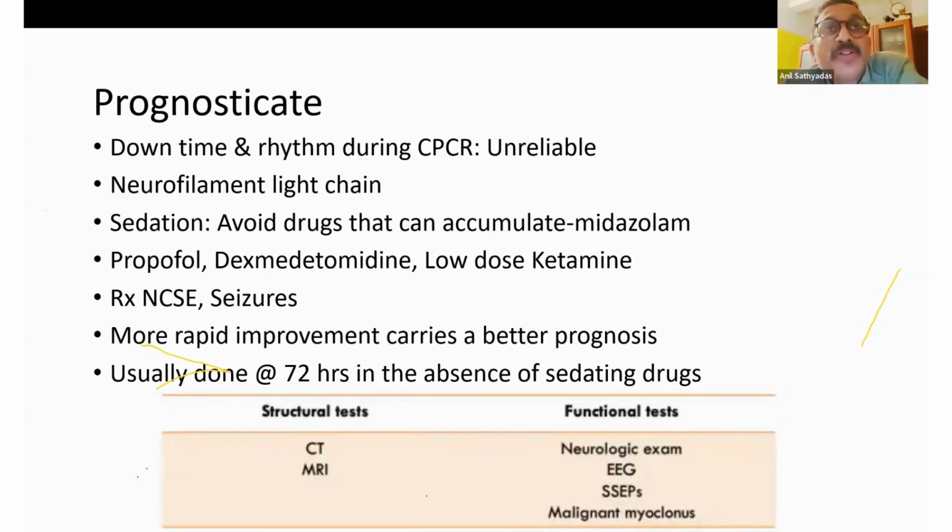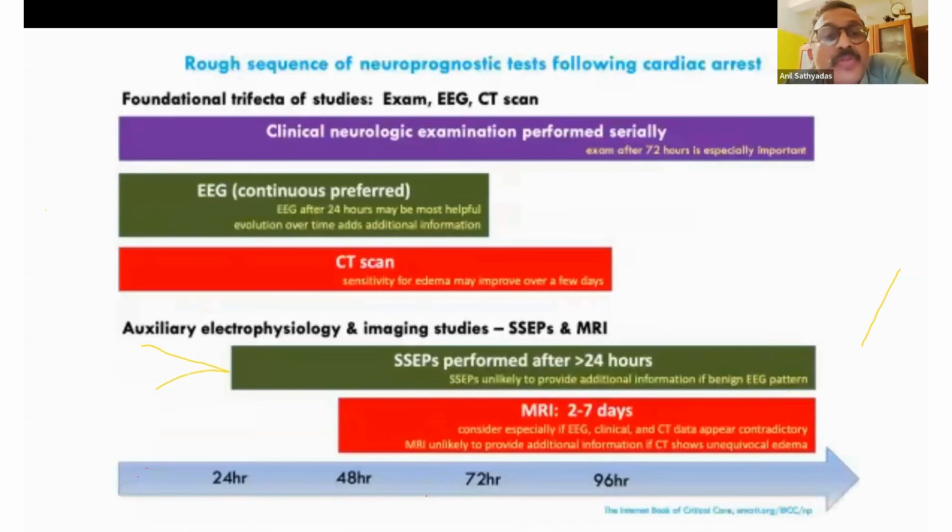More rapid improvement, so the next day the patient looks at you and moves his limb, carries a better prognosis. Prognostication is usually done at 72 hours. You can use MRI to quantify the extent of hypoxic ischemic injury, and CT might not be a very good investigation to quantify hypoxia. Functional tests are the typical clinical examination, EEG, SSEPs, and malignant myoclonus, which would help prognosticate.